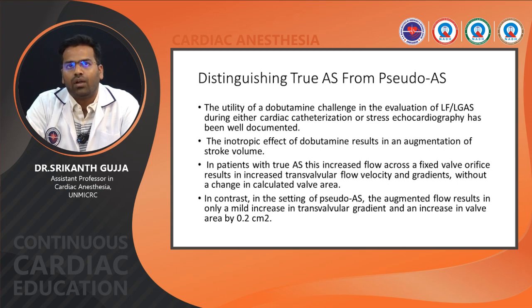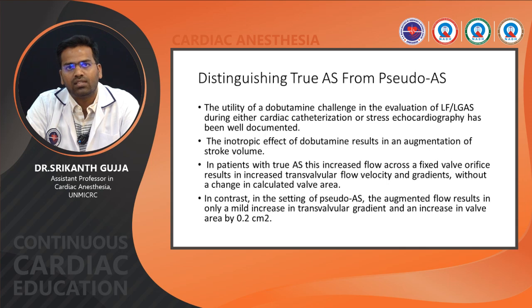Distinguishing true aortic stenosis from the pseudo-AS. The utility of dobutamine challenge in evaluation of low flow, low gradient AS during either cardiac catheterization or stress echo has been well documented. The inotropic effect of dobutamine results in augmentation of stroke volume. In patients with true AS, this increased flow across the fixed aortic valve orifice results in increased transvalvular velocity and gradients without change in aortic valve area.